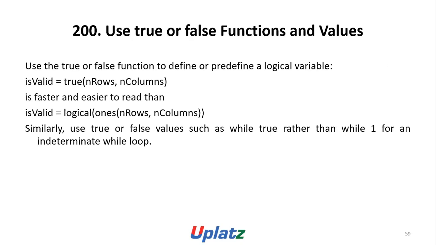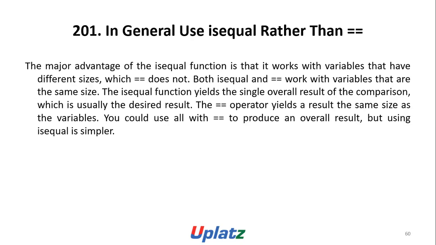Use true or false functions and values. Use the true or false function to define the logical variable. isValid equals true of rows and columns is faster and easier to read than isValid equals logical of ones of rows and columns. Similarly, use true or false values such as while true rather than while 1 for an infinite while loop.